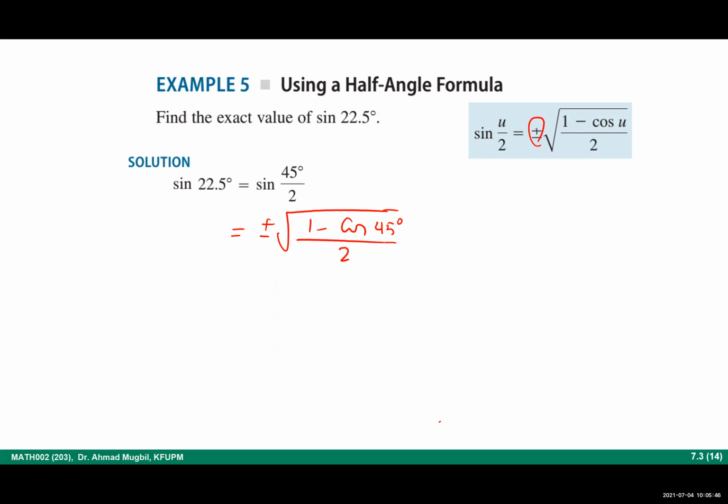Yes, doctor. It's positive. Why? The first quadrant. Which angle? Which angle in the first quadrant? Which one do you mean? 22.5. Aha, excellent, Rayyan. You are right.